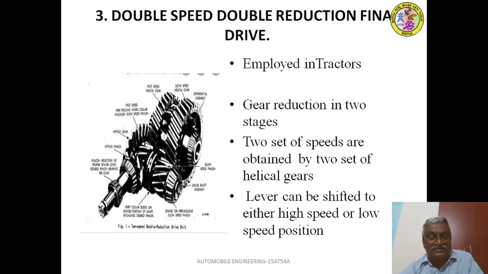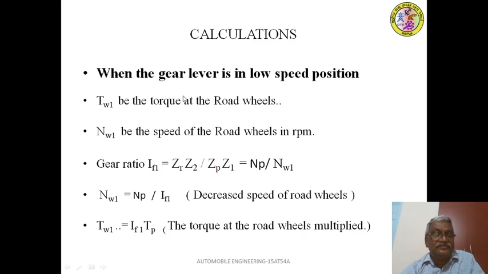Here you can see that, as usual, the pinion is driving and the crown is driven. Again, these two are driving gears and these two are driven gears. Power is to be transmitted through any one set depending on the position of the shifting fork. According to that, we can calculate the gear ratios. So these are the notations. Gear ratio IF1 is given by ZR by ZP into Z2 by Z1, teeth on driven gears divided by teeth on driving gears.